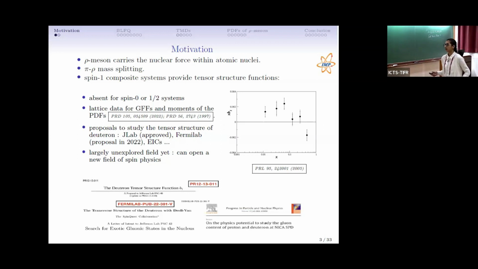But there are some proposals to study this tensor polarized structure for the deuteron case, where the JLab proposal has already been approved, and Fermilab proposed this in 2022, and yes, you also have the potential to observe this. And obviously this is a largely unexplored field yet, as Adela mentioned, but it can open a new field of spin physics. There are some deuteron data from HERMES, but there are only a few data points. So it is difficult to conclude from that.